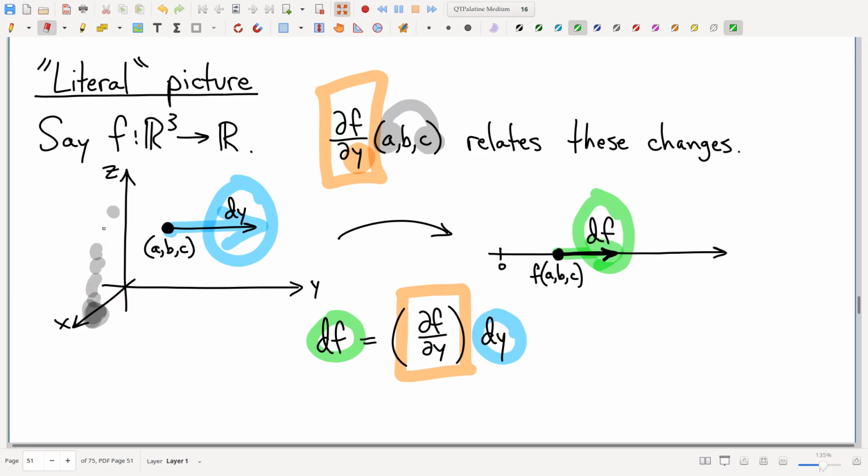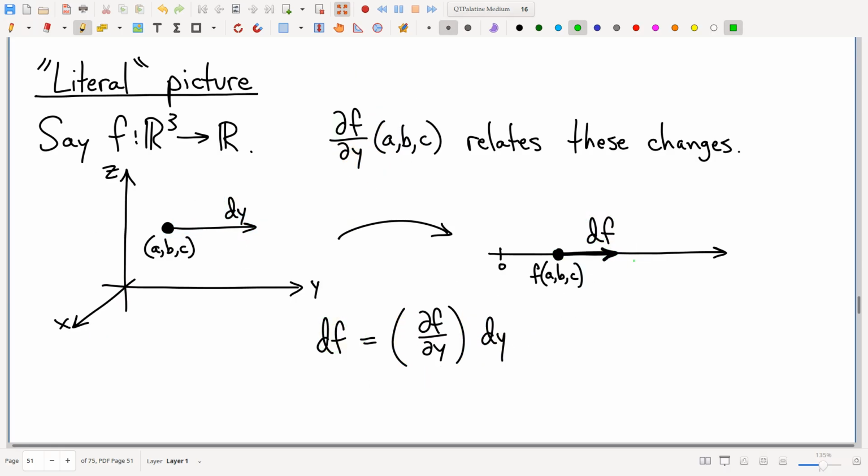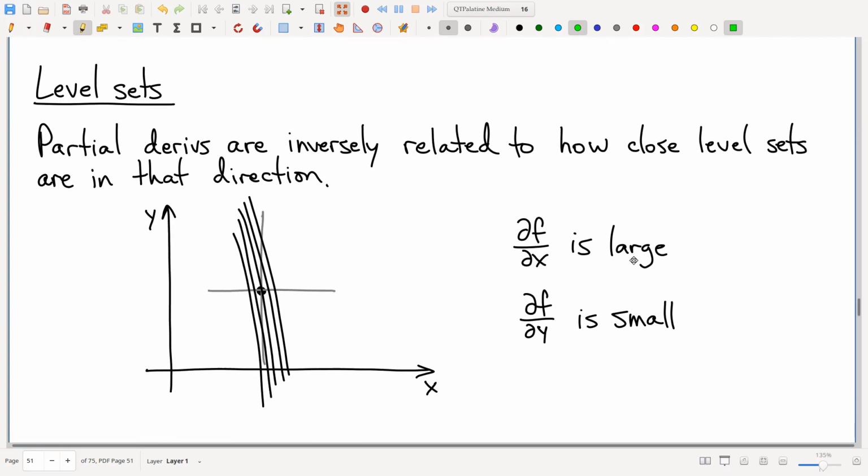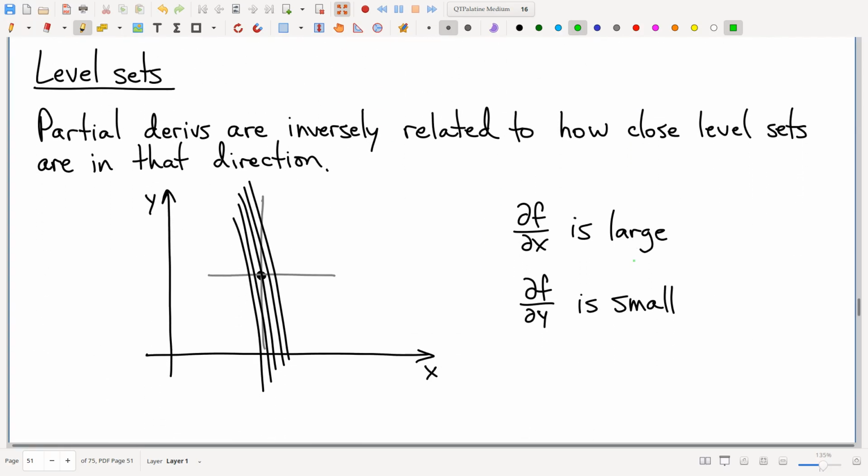That's our second point of view. What about if we're looking at a level set? Now, again, if you have a function of several variables, level set.